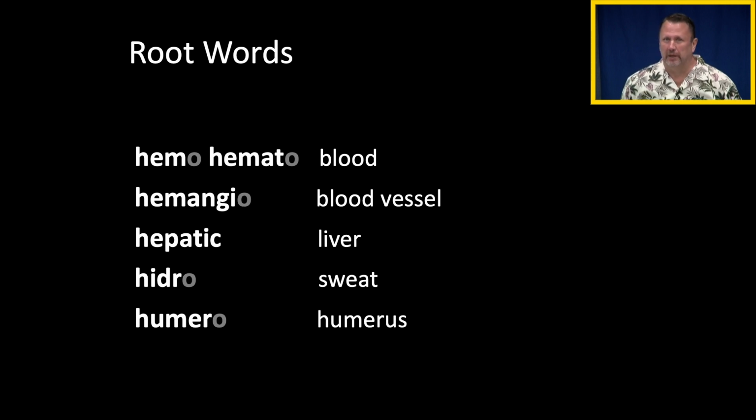All right, hemangio. Remember, angio can be any blood vessel, but hemangio refers to a blood vessel. Hepatic refers to the liver, and so we'll talk about hepatitis A, hepatitis B, hepatitis C, hepatitis D. Hopefully we won't talk about E and F. All those refer to inflammatory, infectious conditions of the liver.